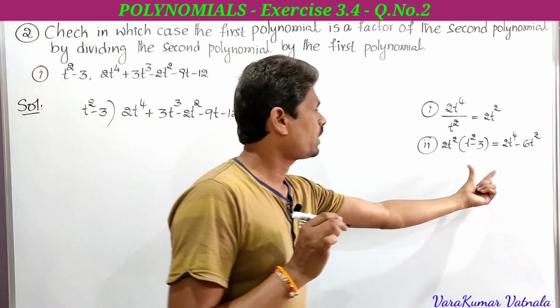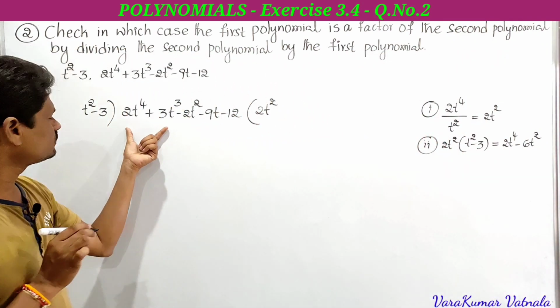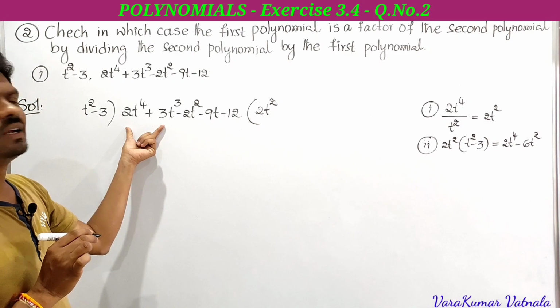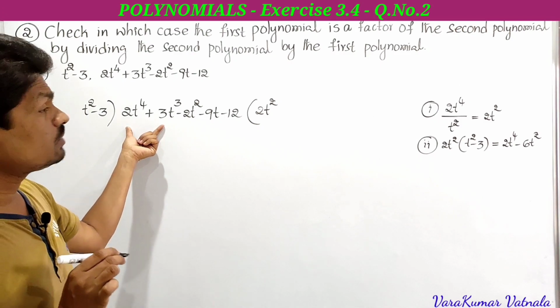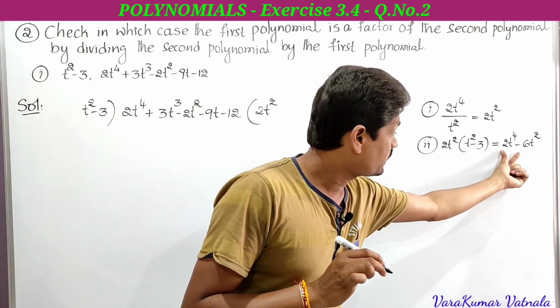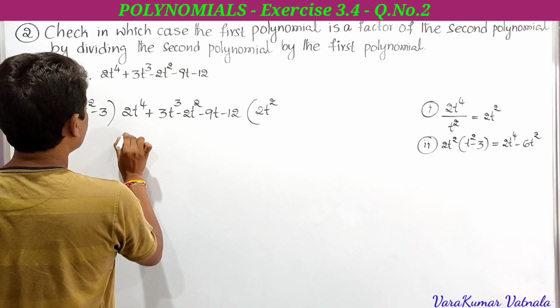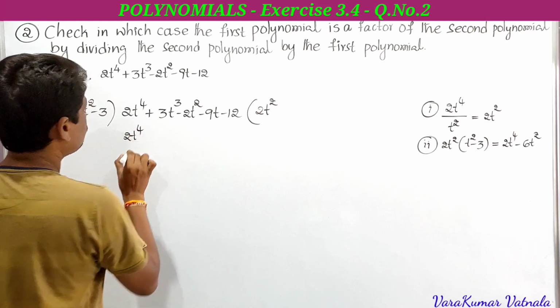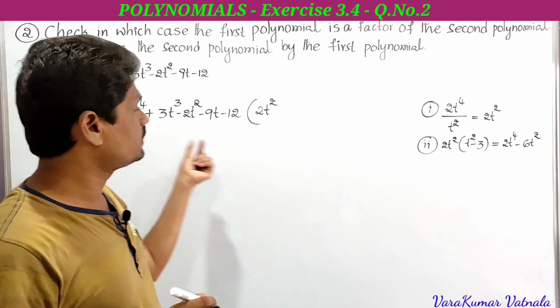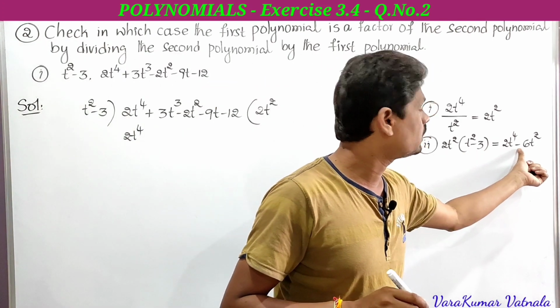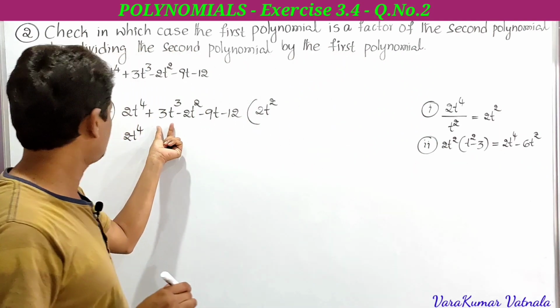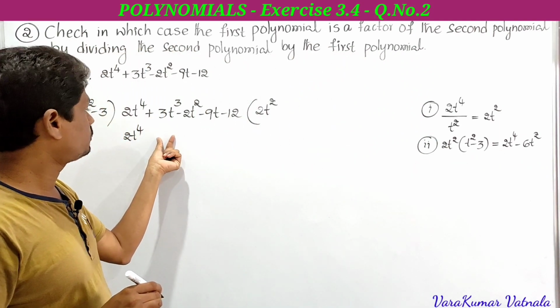Now we have to write it below the terms of the dividend, but the terms must be like terms. So here 2t to the power 4 goes right below the t to the power 4 term. Here 3t cube is there, but there is no t cube term in the product, so leave the space of the t cube term blank.